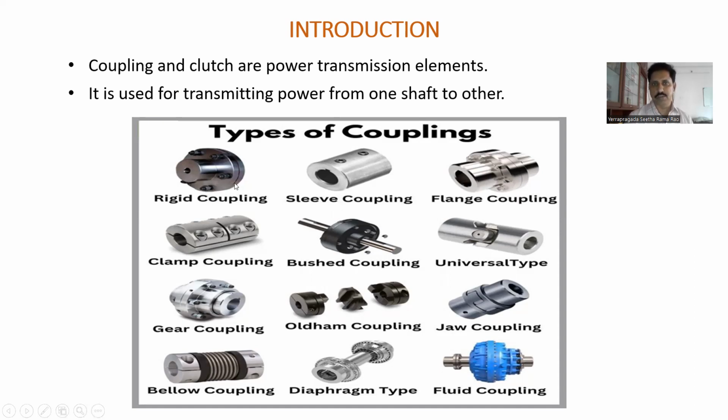Here the driving shaft and driven shaft are both joined by means of bolts. In the sleeve coupling, you see that the total mass is divided into two parts. In the flange coupling, the shafts are joined by means of flanges, which are connected by means of bolts. In the clamp coupling, the two halves of the sleeve are connected by clamping bolts.